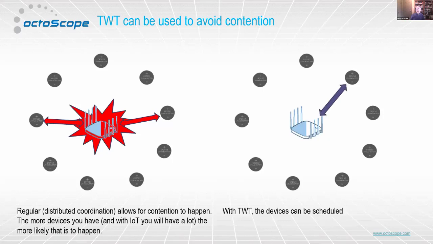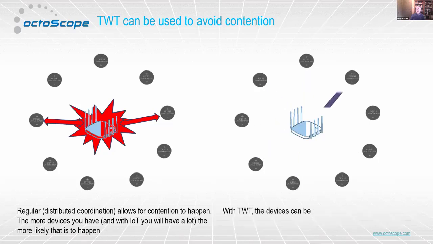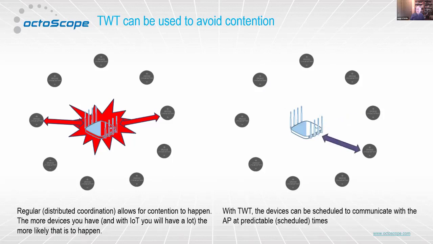With TWT, since the AP and the station have actually prearranged a schedule, that schedule can be arranged so that the transmission and reception is happening at different service period times, actual different times over the air. And so you can essentially avoid collision. So that is a really powerful aspect of TWT, and it is more and more important if you focus on IoT, where you're talking about a lot of devices. This statistical kind of collision is more likely to happen the more devices you have.